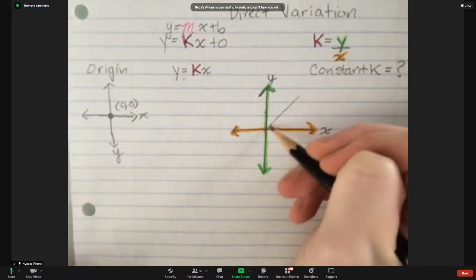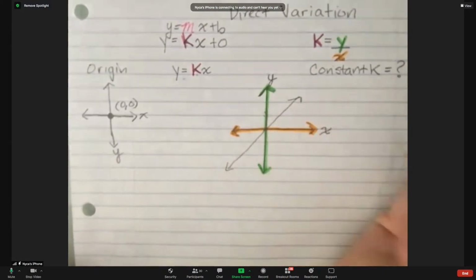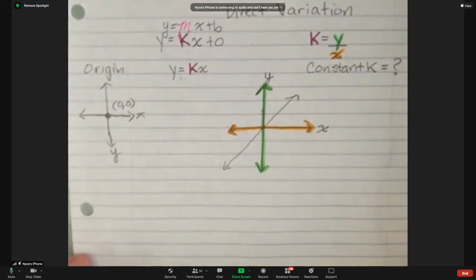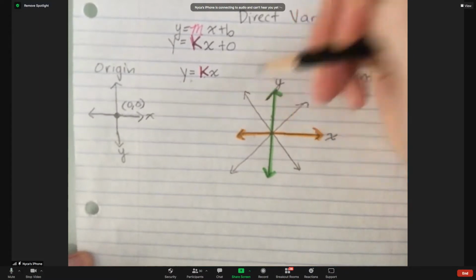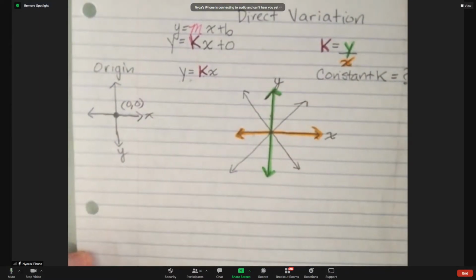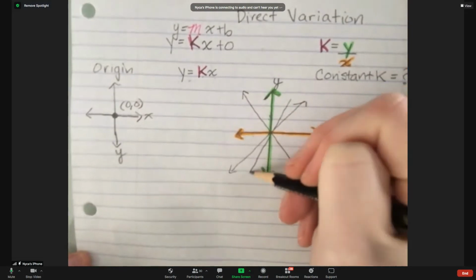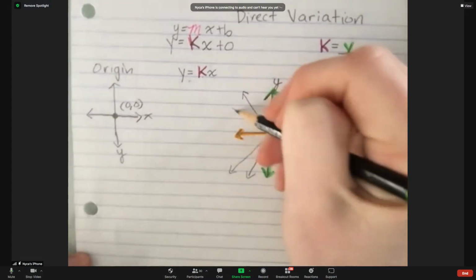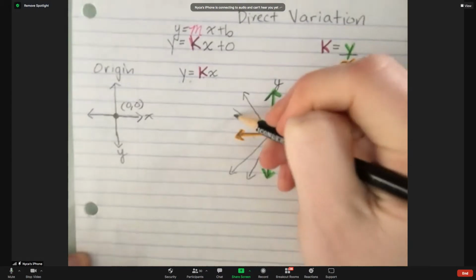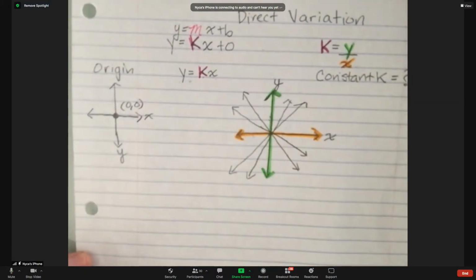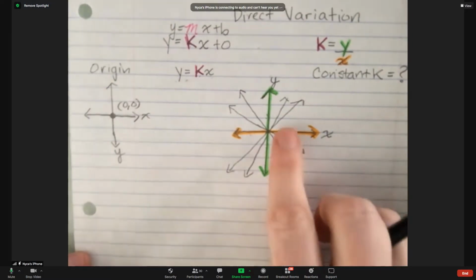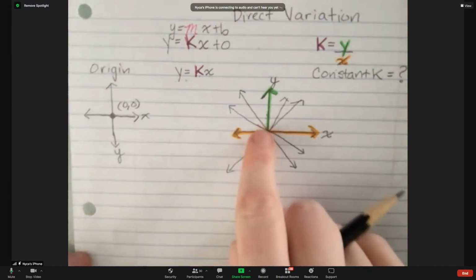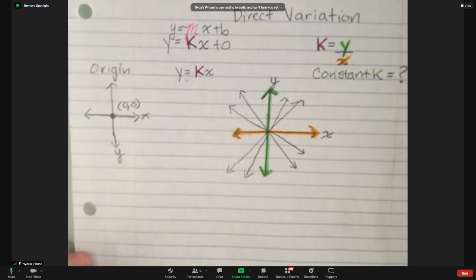If I were to draw a line like this, is it in direct variation? Yes, it went through the origin. If I were to draw a line like this, yes, it went through the origin. If I were to draw a line like this, yes, it went through the origin. You can draw tons and tons of lines. All of these are in direct variation. Why? They go directly through 0, 0. Doesn't matter if one is steeper than the other. It's the fact, do they go through 0, 0, and is it a linear line?